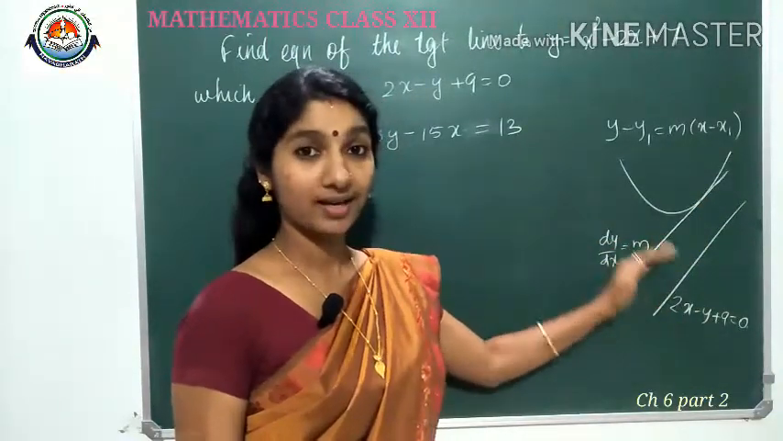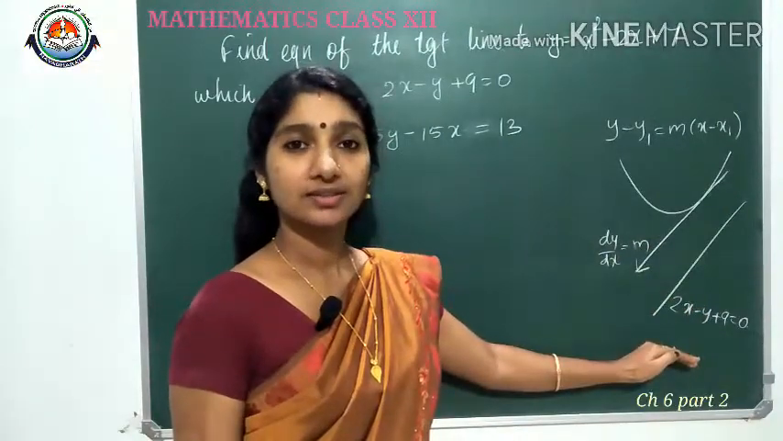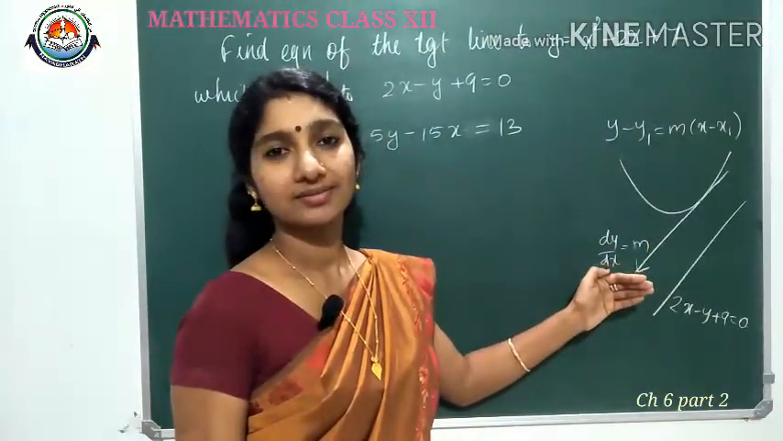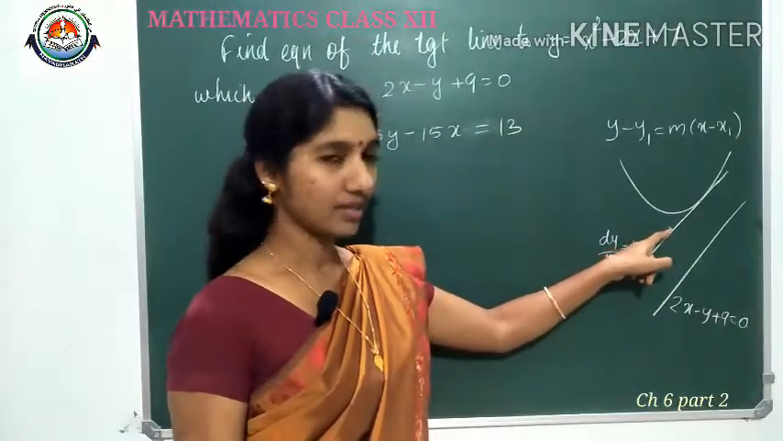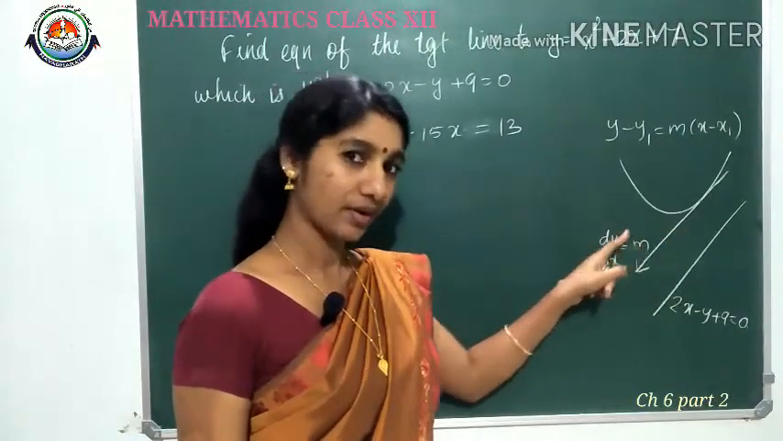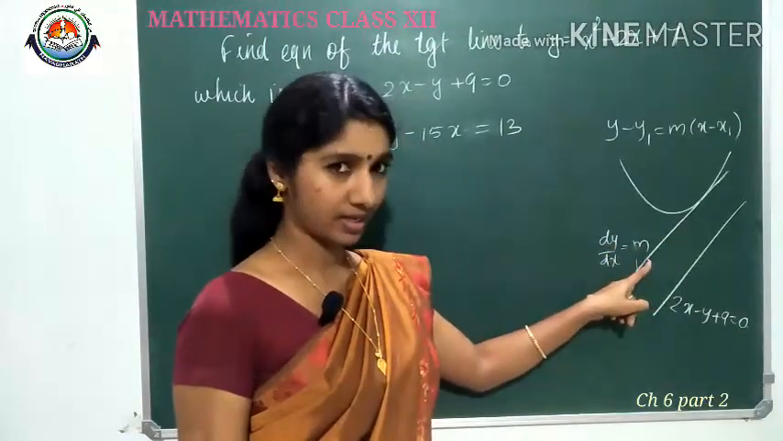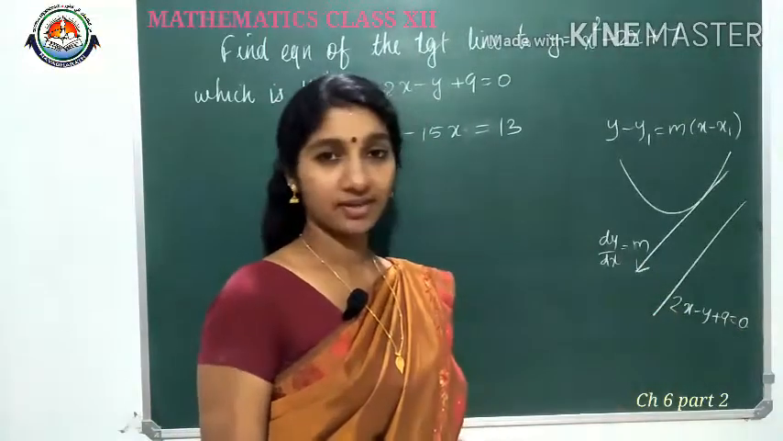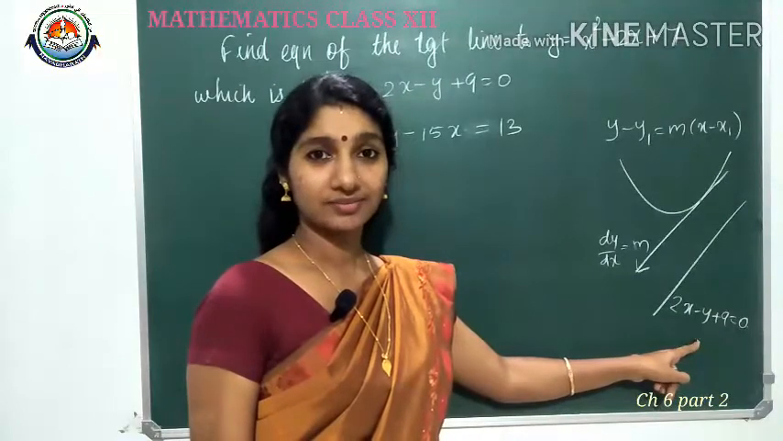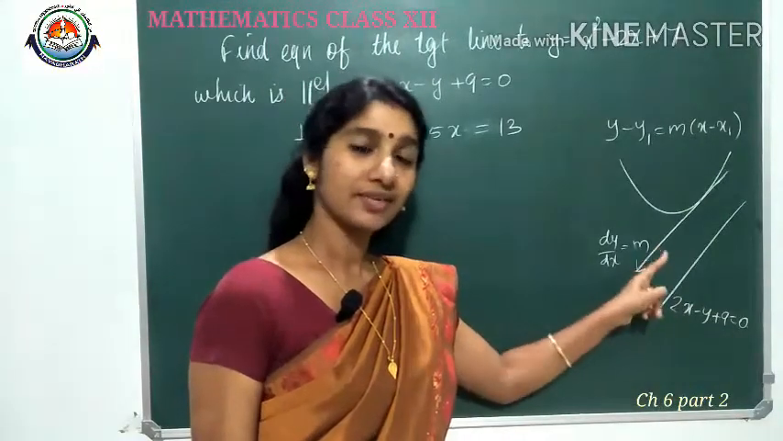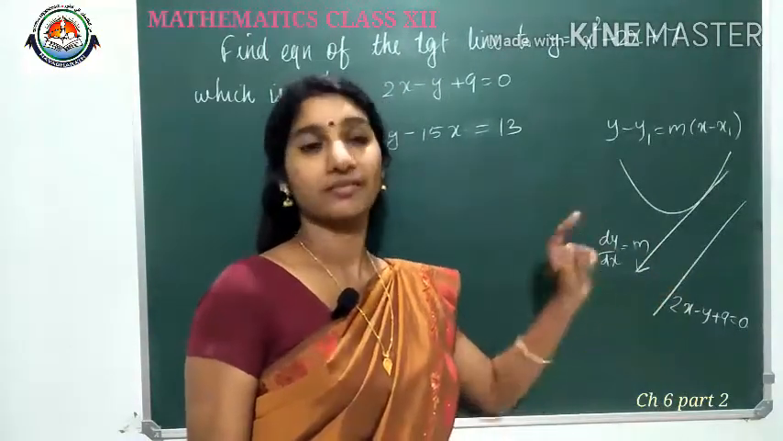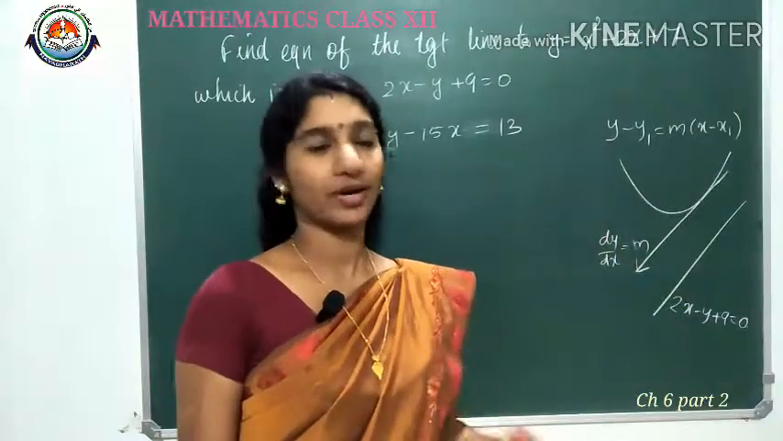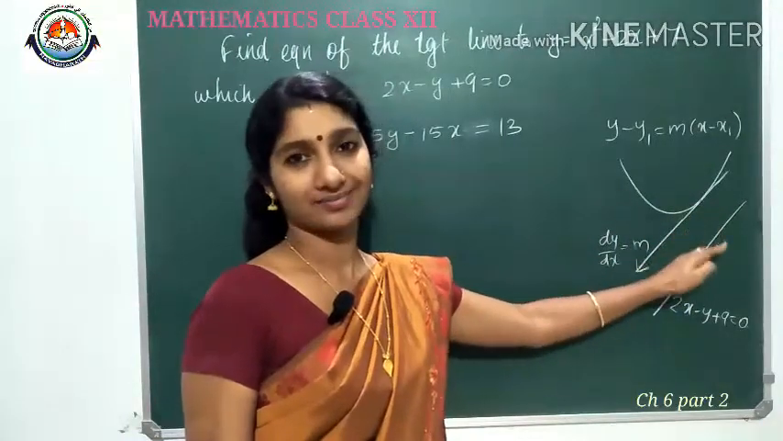See, they are parallel lines. Parallel lines means what? Their slopes are equal. So here we have one curve, and its dy by dx is the slope of this straight line. And what is the slope of this straight line? The straight line's equation is given, so you can find its slope, isn't it? Then we equate their slopes and we will get the point at which these are parallel.